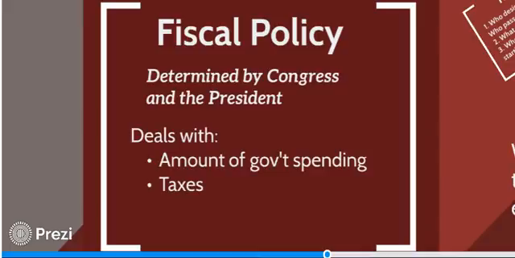Okay, so we should go ahead and underline the C in fiscal and the C in Congress. So Congress, C, makes fiscal policy with a C. I know it's cheesy, but it'll help you on your test.